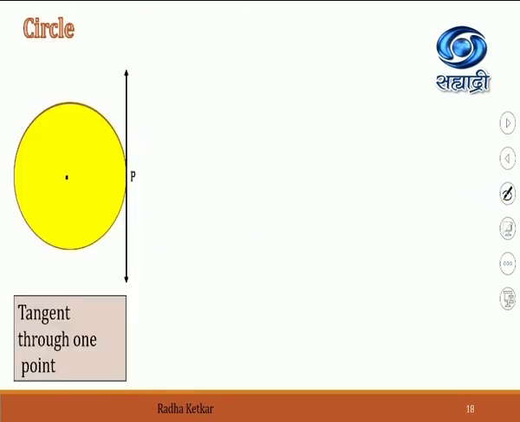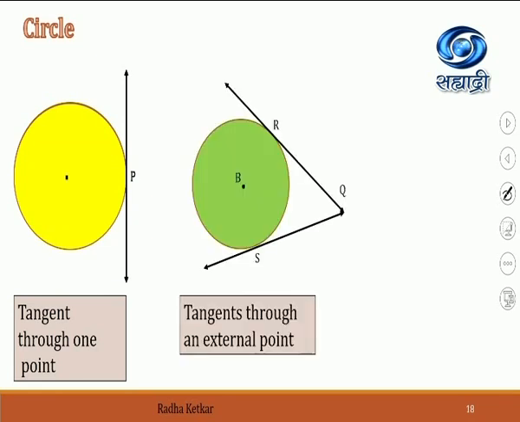So let's see how we can draw tangents to the given circles. If we talk about one point P on the circle, we can draw one tangent which is passing through the given point. Now if we have some external point, here you can see we are having point Q, and from point Q I have to draw the tangents to the given circle. So you can have QR and you can have QS. So we are having two tangents which can be drawn when we have some external point under consideration.